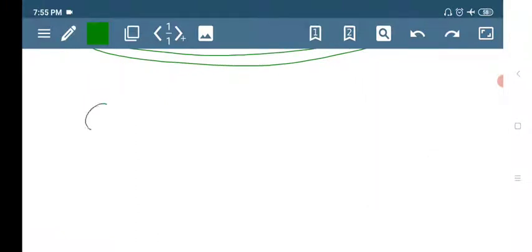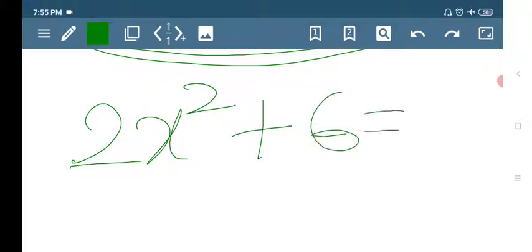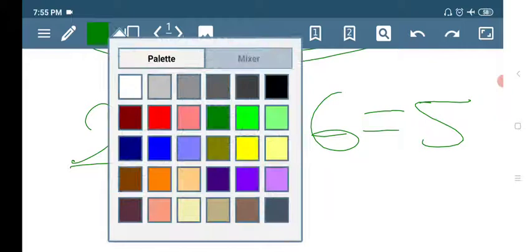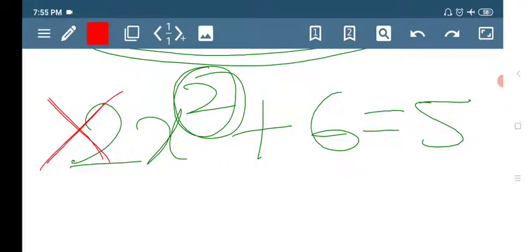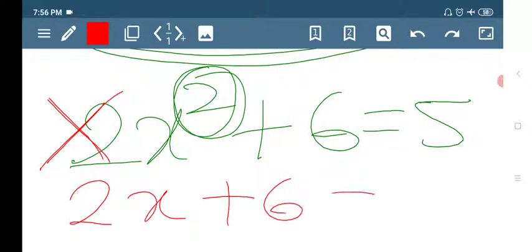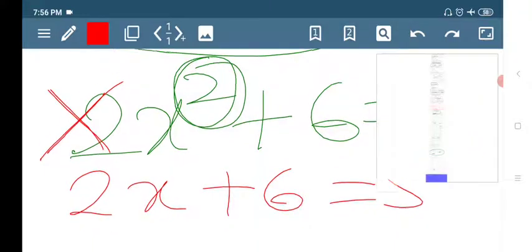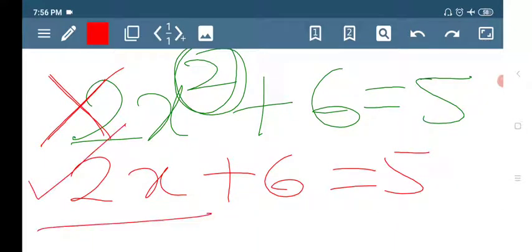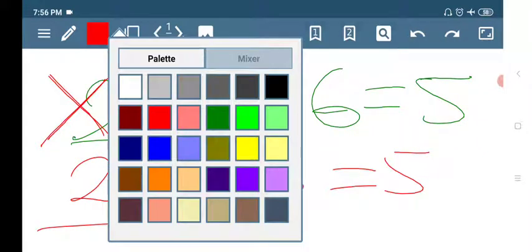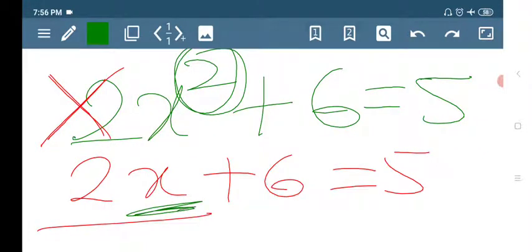Let us see here. I am taking one example. 2x square plus 6 is equal to 5. Here what is the power on x? The power on x is 2. So it is not a linear equation. If it has 2x plus 6 is equal to 5, then it is a linear equation, because the variable x has power 1. If there is nothing, there will always be 1. So it is a linear equation in one variable.